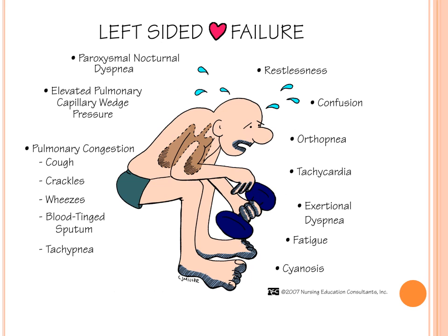So he's restless. He's confused. He can't lay flat to sleep or anything, so he has orthopnea. He's tachycardic. He can't walk without having a hard time breathing, so he has dyspnea on exertion. He's tired. And guess what? Look, his lips are blue. He's cyanotic. Along with that, we'll have some oliguria, some breathlessness, and he'll also have some weakness. And we will talk a little bit about why he's going to have a decrease in urine.